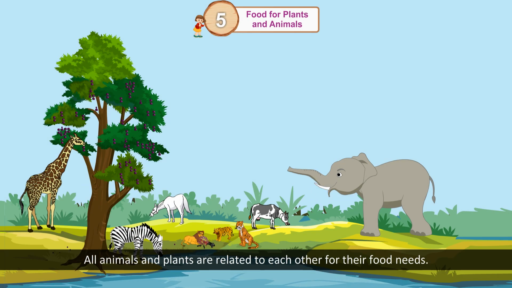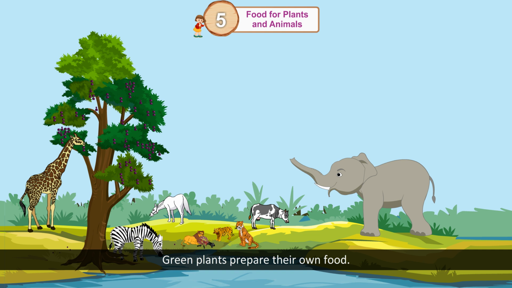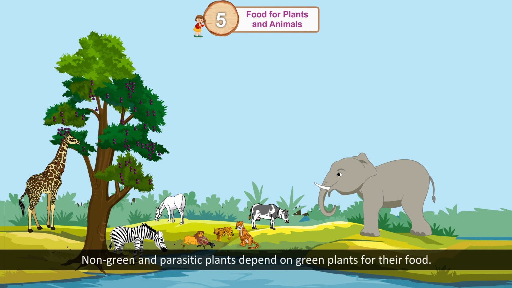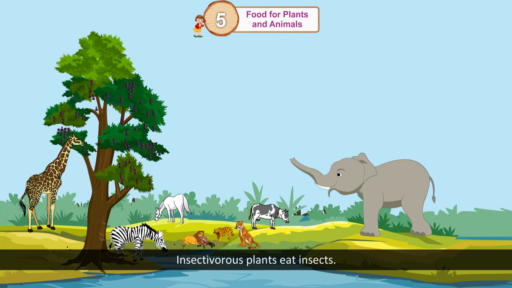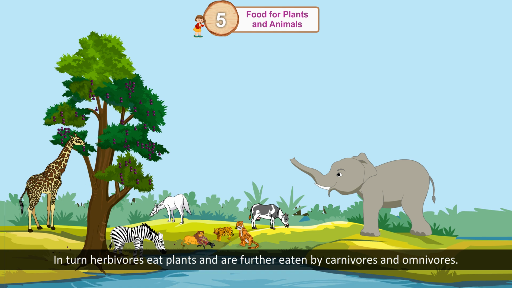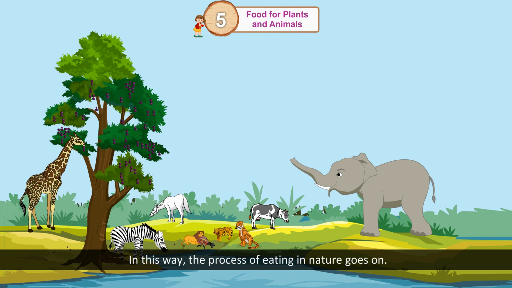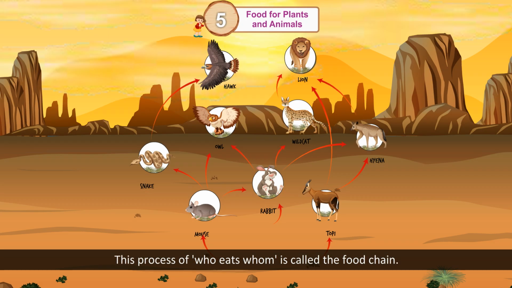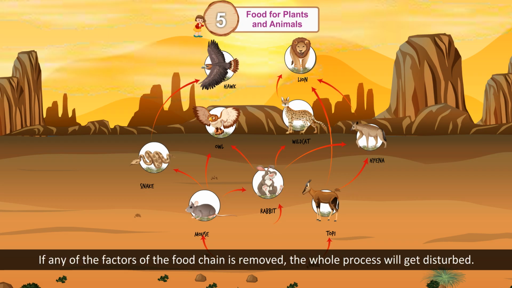Food chain. All animals and plants are related to each other for their food needs. Green plants prepare their own food. Non-green and parasitic plants depend on green plants for their food. Insectivorous plants eat insects. In turn, herbivores eat plants and are further eaten by carnivores and omnivores. In this way, the process of eating in nature goes on. The process of who eats whom is called the food chain.